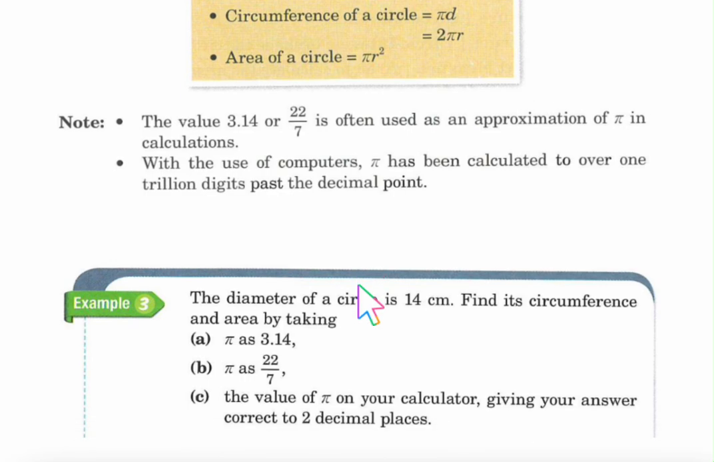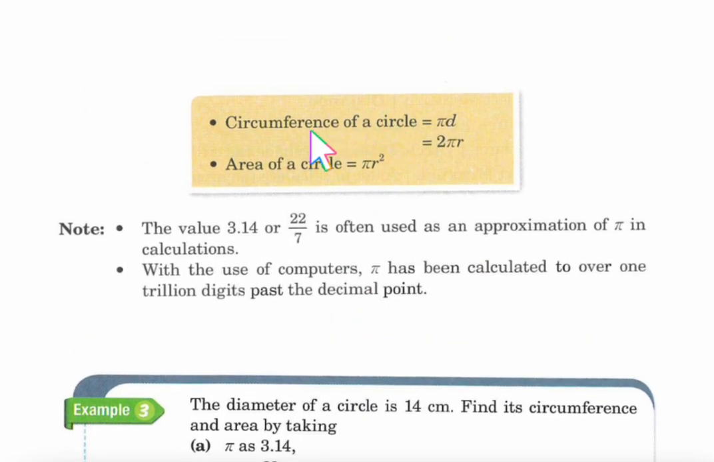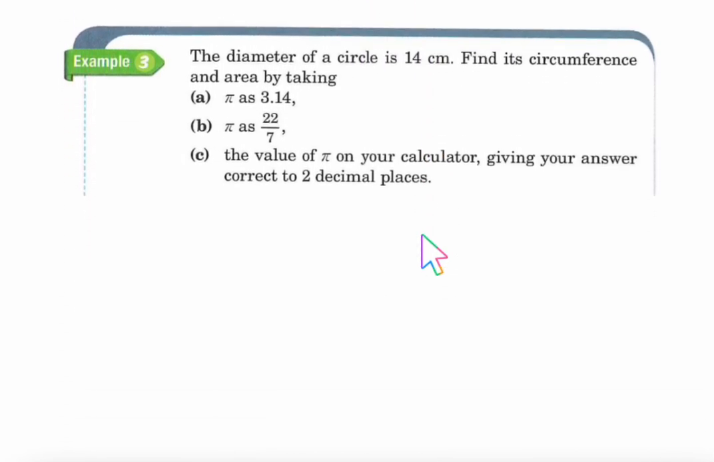Okay. All right, let's make sure that you have those formulas in your notebook, and then let us get started with some problems. Okay, for example 3, it says the diameter of a circle is 14 centimeters. Find its circumference and area by taking A, pi as 3.14, B, pi as 22/7, and C, the value of pi in your calculator, giving your answer correct to 2 decimal places. Go ahead and pause the video and try it on your own first.